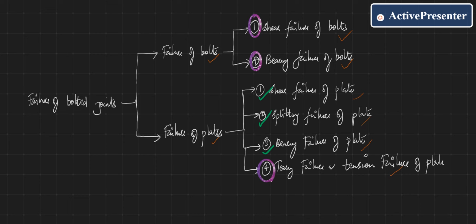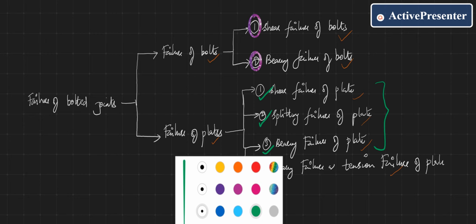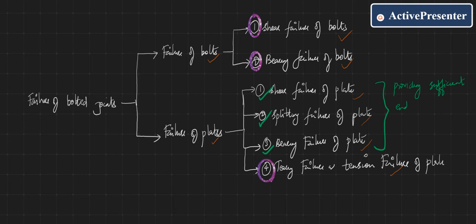That is, all these three, the shear failure of plate, splitting failure of plate, and bearing failure of plate, can be avoided by providing end or edge distance. And the remaining three, that is shear failure of bolt, bearing failure of bolt, and tensile failure of plate, we should design.